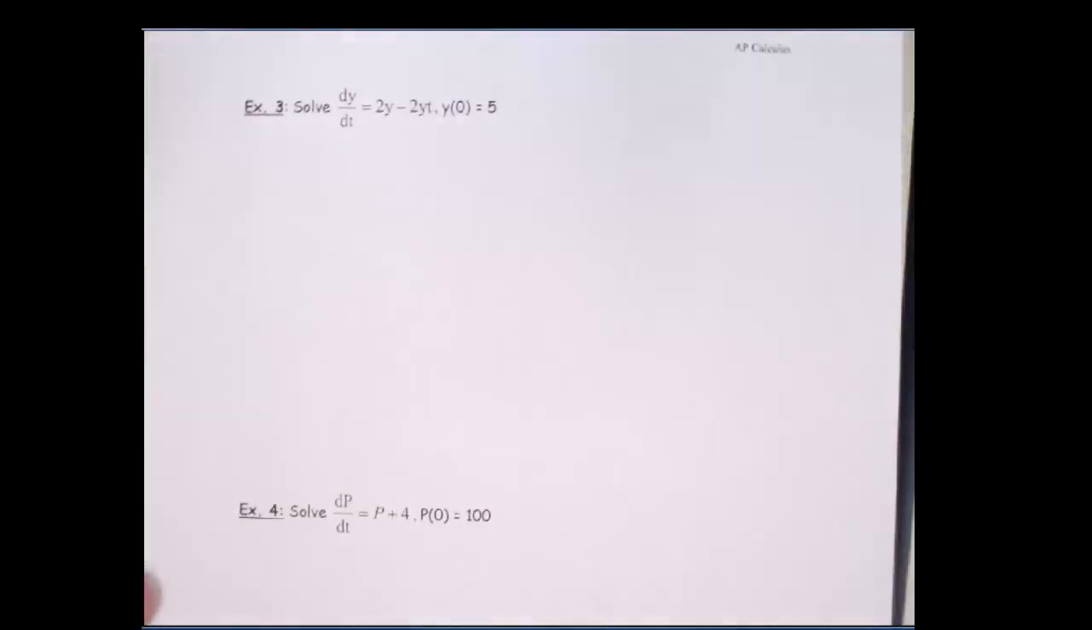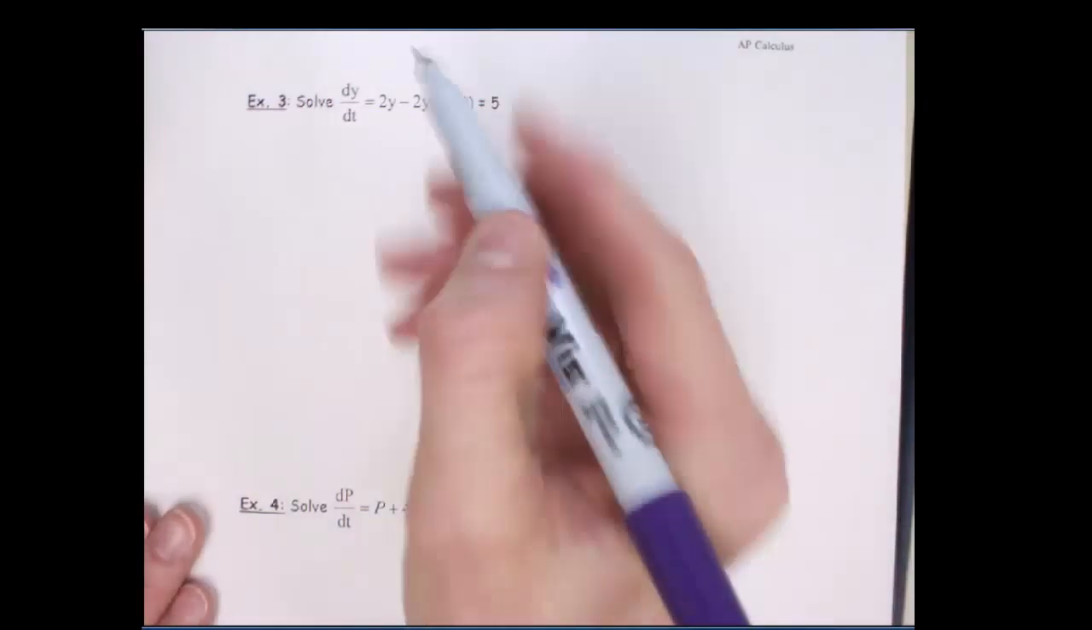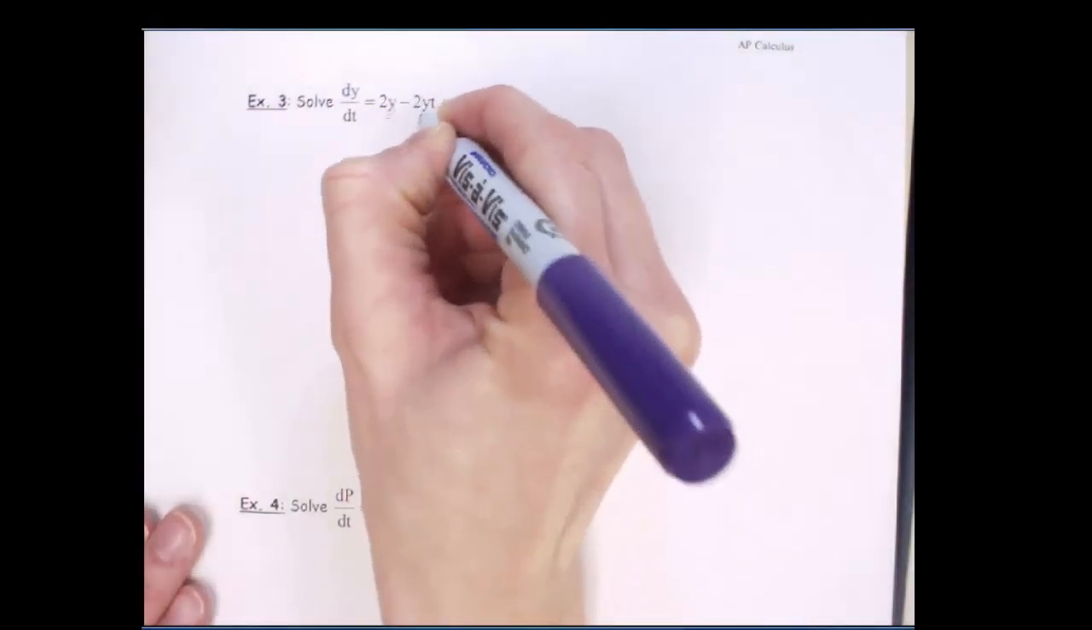Now, in example 3, notice we're given a derivative, a differential equation, but we're also given a point. And this is where we're going to be able to do that step 4 on the steps list. We're going to be able to solve for c. So we're going to start it out the same exact way. Now, notice that there's y's in both of these.